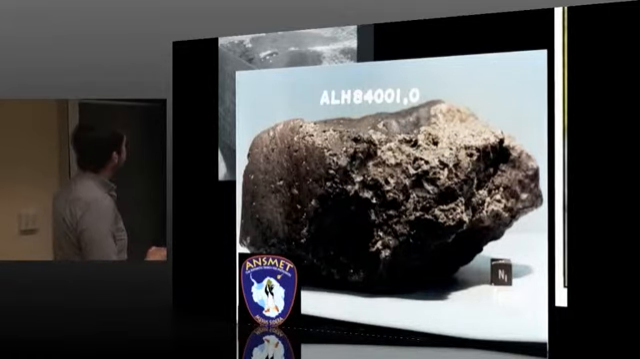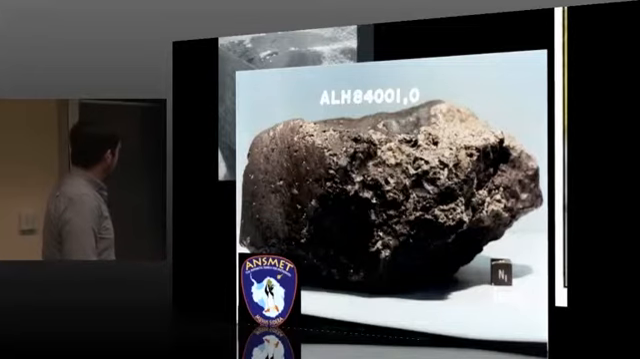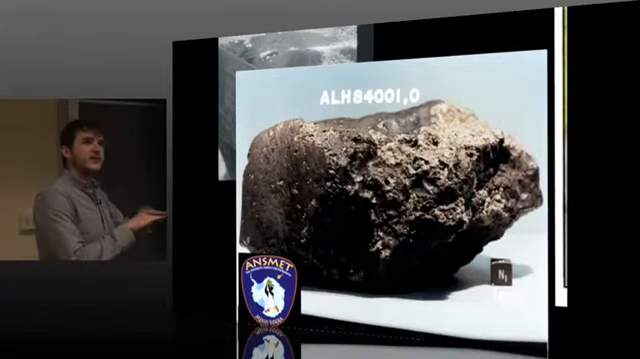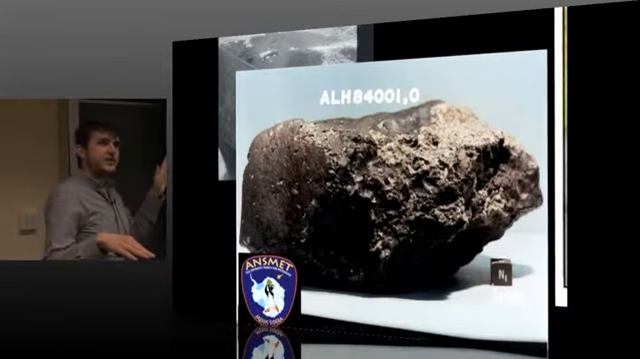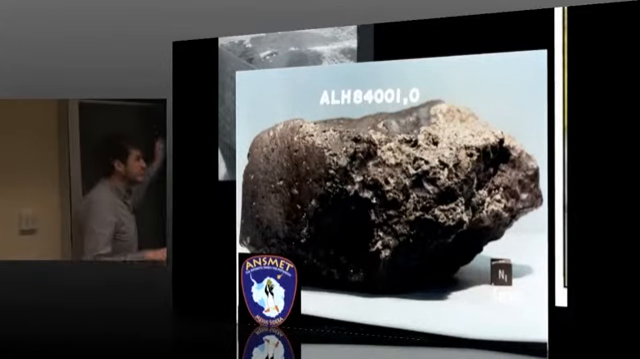So this is ALH 84001. It was found by the Antarctic Search for Meteorites. So they go down to Antarctica and they bring their baseball mitts and they catch meteorites as they come in, right? Because it's very wide and flat. It's very white, so you can see the meteorites coming, and you can actually go and catch them before they ever hit the ground.